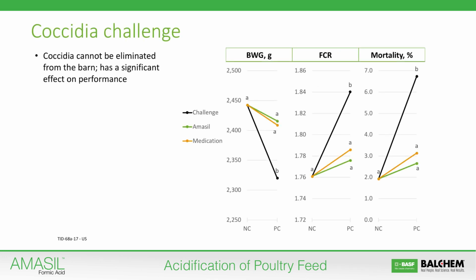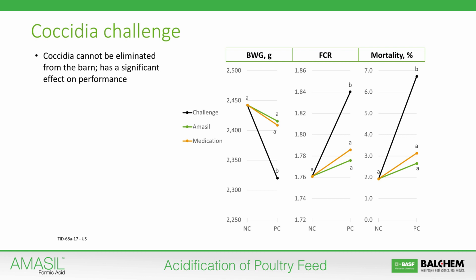Switching gears a little bit from salmonella into coccidia, when we talk with poultry producers, they say their number one concern that keeps them up when they contemplate going into the no antibiotic ever market is coccidia, because this is something that you cannot eliminate from the barn and has a significant effect on performance.